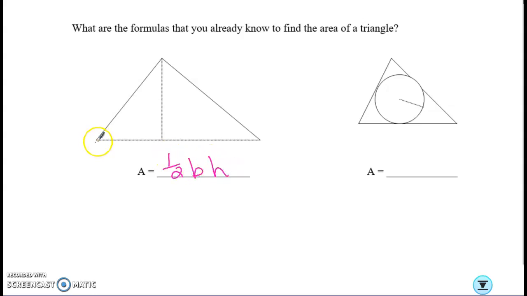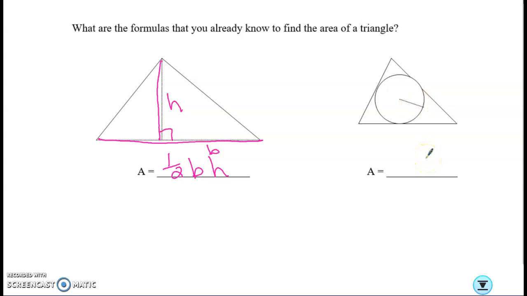But that only works when you know the height, which is always going to have to be perpendicular to the base. So sometimes it can be tricky figuring out what the height of the triangle will be. And we have some other formulas that we'll learn today that might help us so we don't have to find the height of the triangle. This other formula over here involves having a circle inscribed in the triangle.